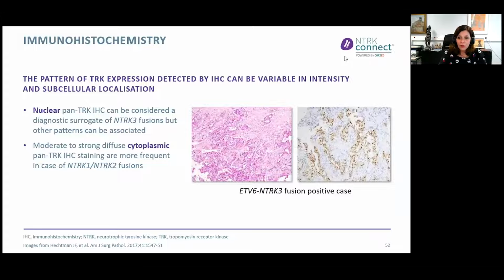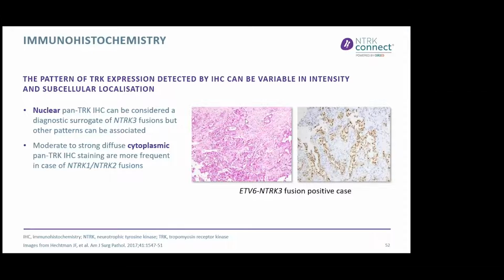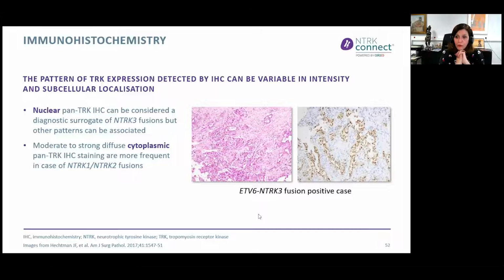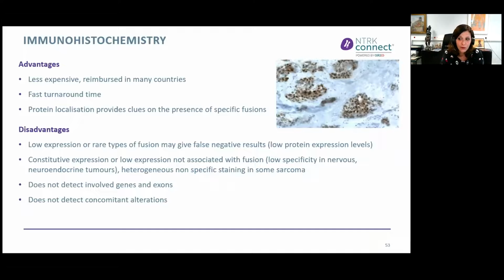So immunohistochemistry can be of a certain help, because looking at the type of subcellular localization of the signal can help us to consider the type of underlying alteration, and especially if we have a nuclear staining, it's something that we usually find in the NTRK3 ETV6 alterations. Moderate to strong diffuse cytoplasmic staining is more frequent in the other NTRK1 and NTRK2 fusions, but nothing is really specific.